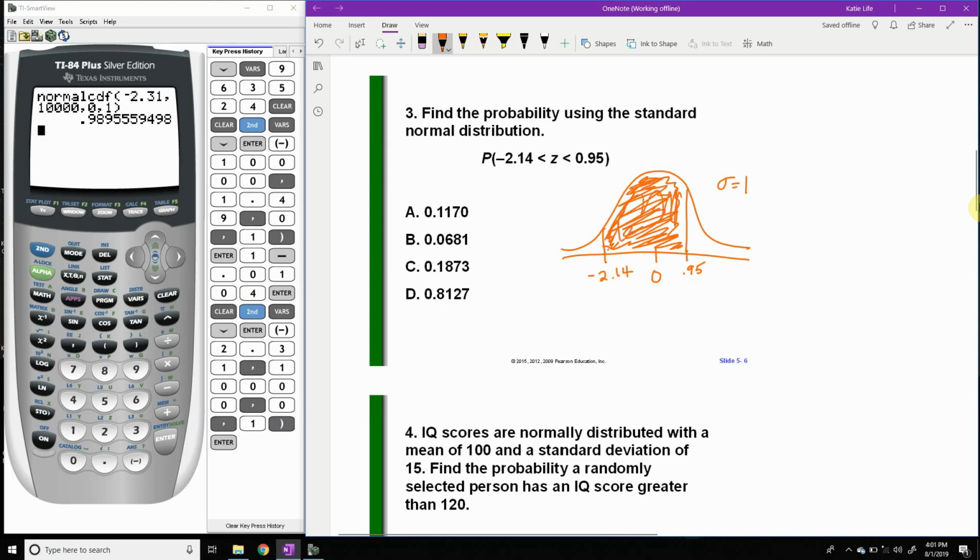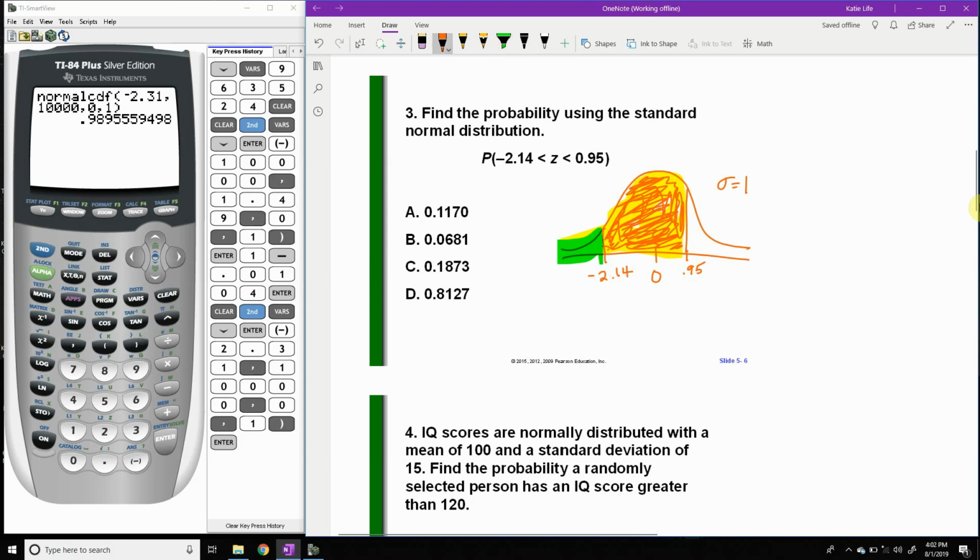If I'm using my table, this is just a simple subtraction problem, so I'll just highlight here real quick. When I look up the value for 0.95, it's going to give me all of this, right? Everything that is below 0.95. If I look up the area that's associated with negative 2.14, that's going to give me this area. So if I subtract what I have shaded in green from what I have shaded in yellow, I'm going to get that orange in between area that I want.